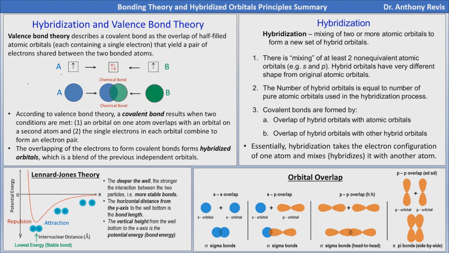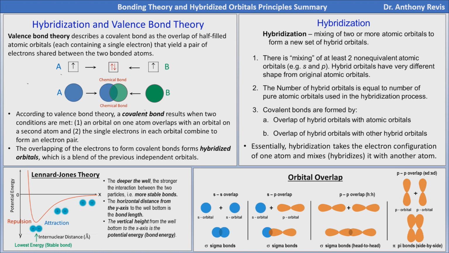The deeper the well, the stronger the interaction between the two particles. In other words, more stable bonds. The horizontal distance from the y-axis to the well bottom is the bond length. The vertical height from the well bottom to the x-axis is the potential energy, or bond energy.